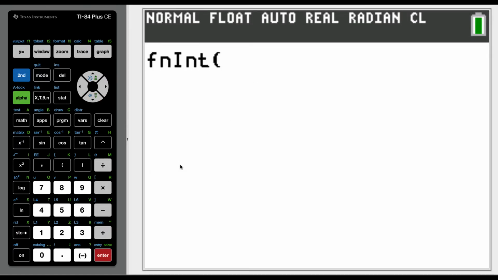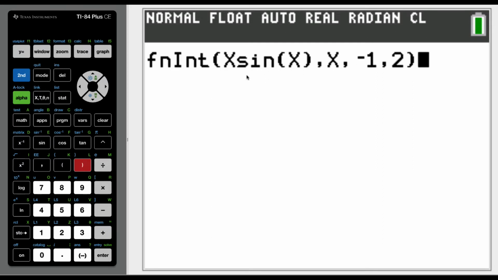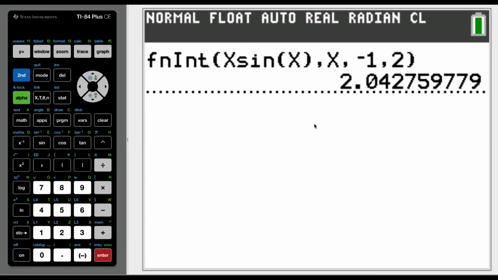So the very first thing that we have to type in is our function. So our function was x times the sine of x. Now, when I typed in the sine, it opened up a set of parentheses, so I have to close that set of parentheses. I have to put in a comma, and then our variable that we're using, this is an x variable in here. Our lower limit was -1, and our upper limit was 2. So all of that information gets put into this set of parentheses for our numerical integrator. I hit enter, and it gives me an answer of about 2.04.